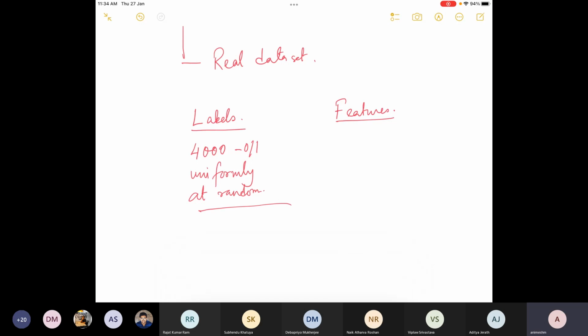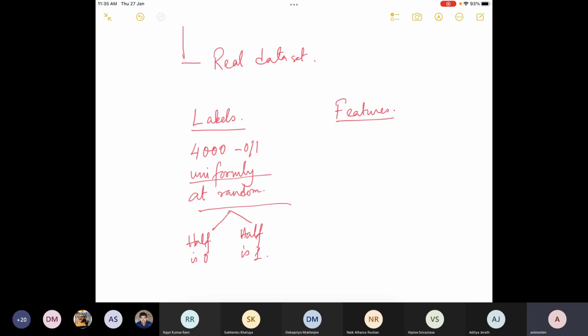Okay, they sampled 4,001 labels uniformly at random. Now, why uniformly at random? So that half of the labels are 0 and the other half is 1. Okay, so that is what they did for generating the class labels.